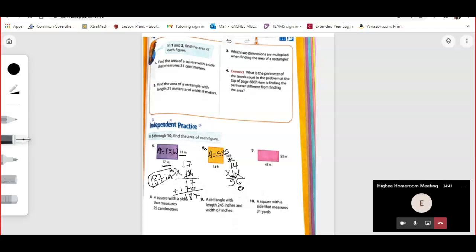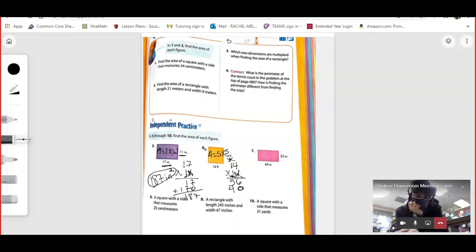So 1 times 4, 4. And 1 times 1, 1. Okay, and then I add. So 6 plus 0, 6. 5 plus 4, and I have my 1. Okay, so 196. What's my unit of measure? Feet. And don't forget my 2 for my square feet.